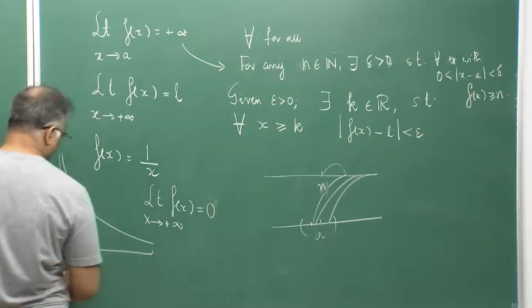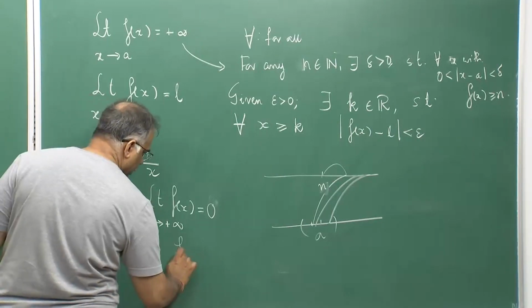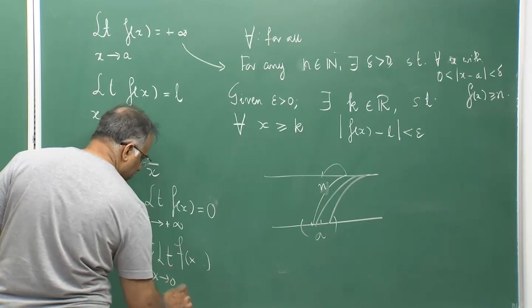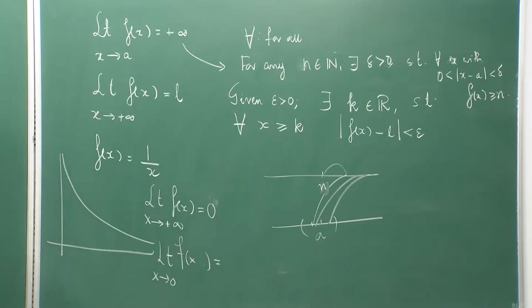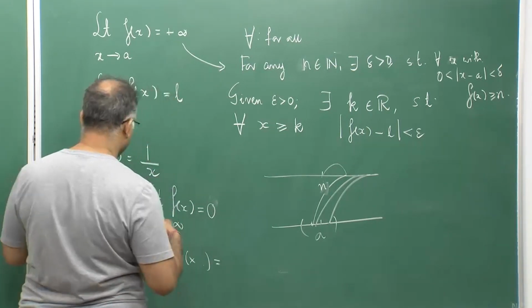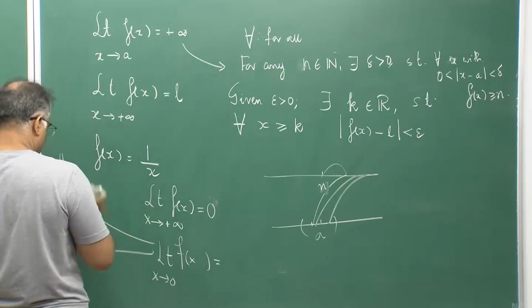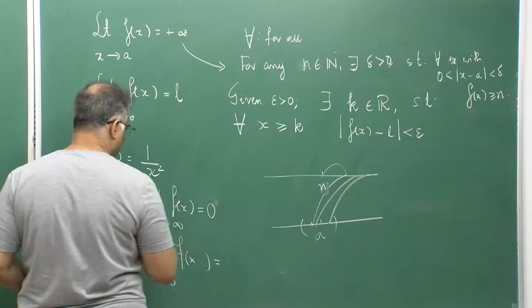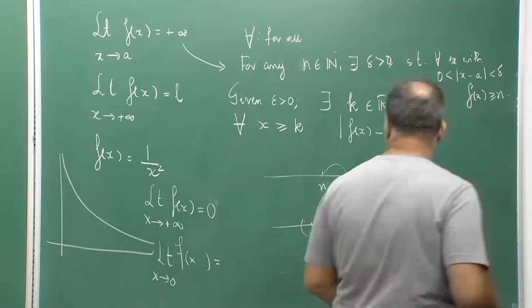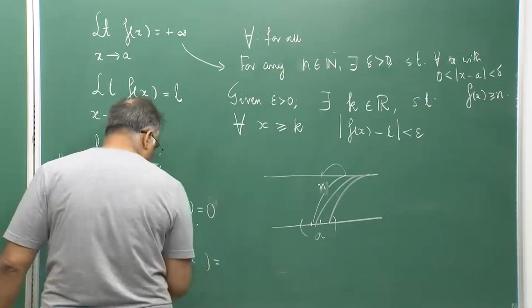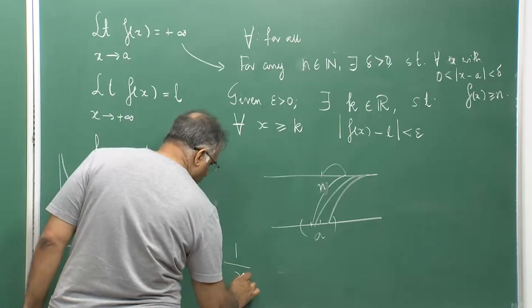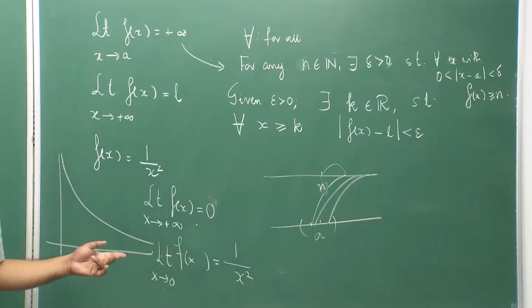For example, if you take the same function 1 by x, and if you look at the limit of f(x) as x tends to 0, I will just change the function a bit, I will take it 1 by x square. So the value would be positive whether it is on the plus side or minus side. So suppose I now take f(x) equal to 1 by x square, then limit x tends to 0, whether it is coming from the right side or left side, it does not matter. This 1 by x square would start blowing up.